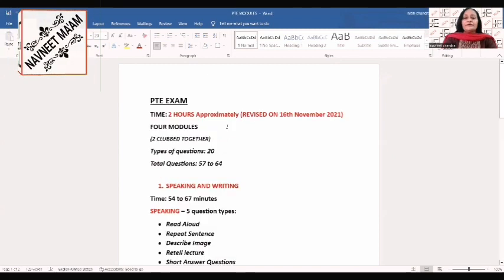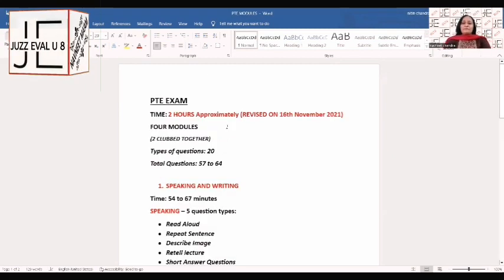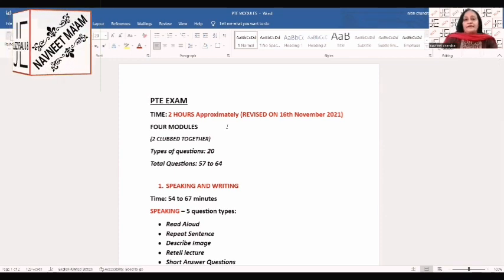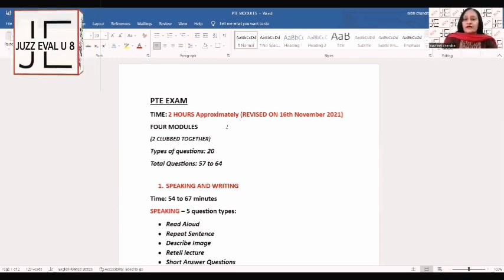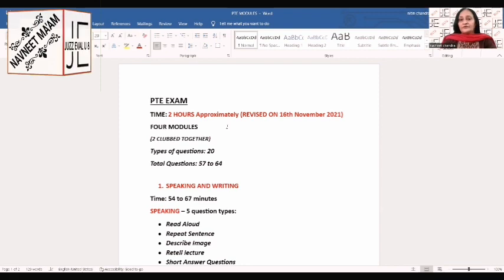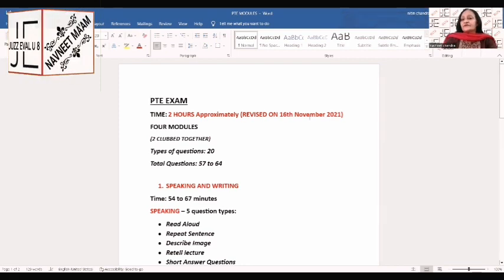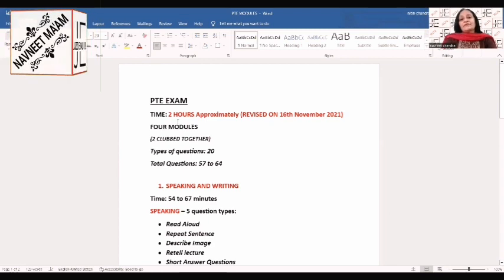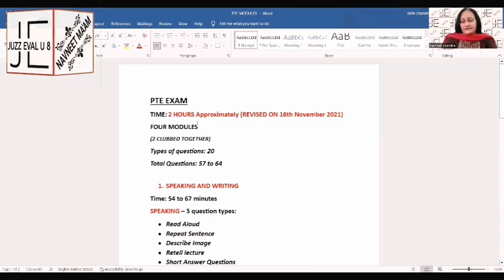Okay, so now the exam is approximately 2 hours. Earlier it was 3 hours, and there was a 10-minute break in between. But since 16th November 2021, this has been revised, and the exam is now approximately 2 hours.